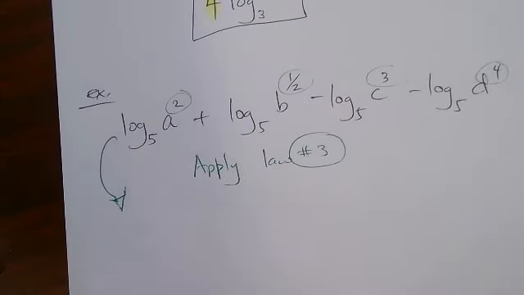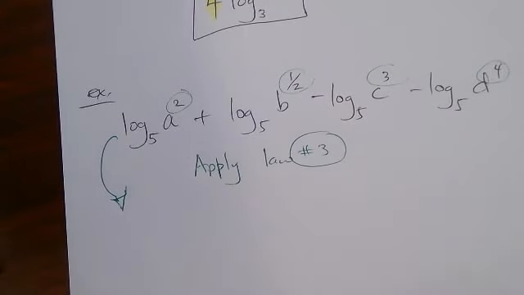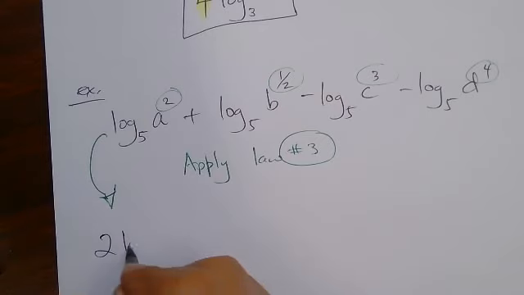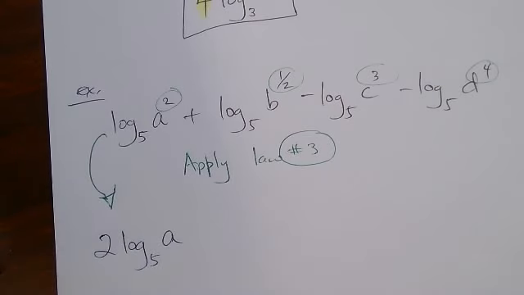What would you rewrite? You just move it down to the front. It's so easy. That's it. There's not any solving. You're just rewriting stuff. Everybody agree this one will be 2 log 5a? Does everybody get that one?